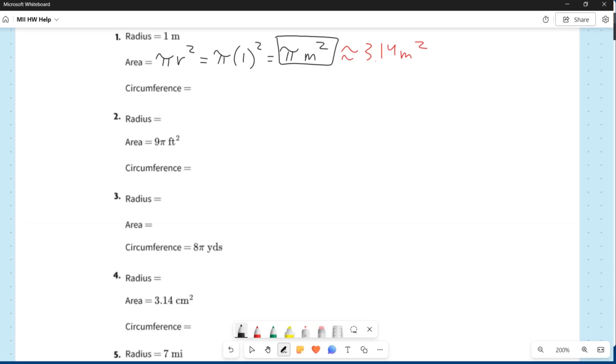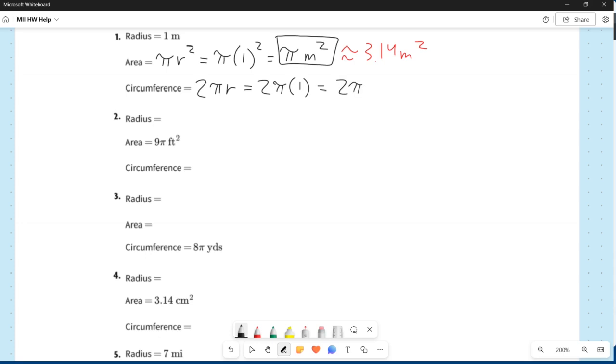Circumference. So our formula for circumference is 2 pi r. 2 is a constant, pi is a constant, r is our radius. So 2 is going to stay there. We can leave pi in, and our radius is 1. 2 times 1 is just 2, and so we're left with 2 pi.